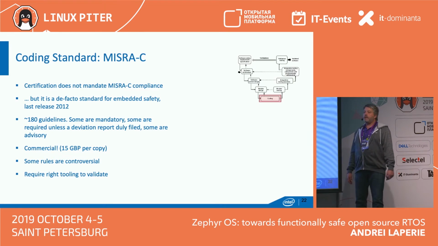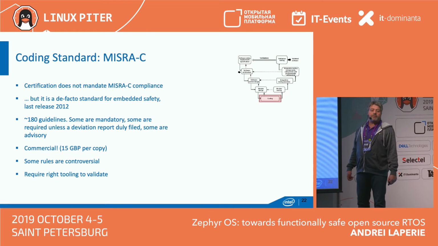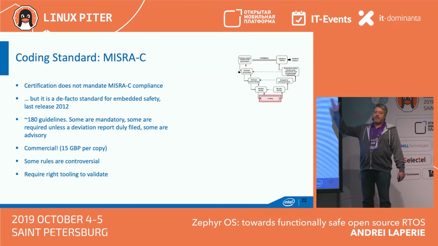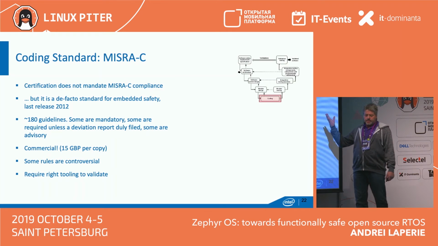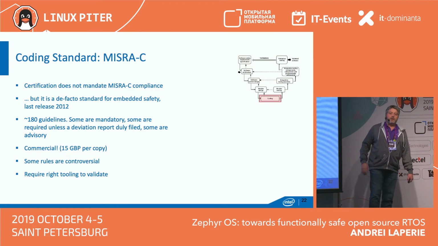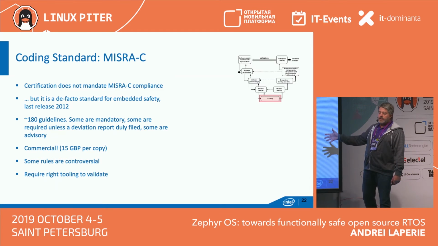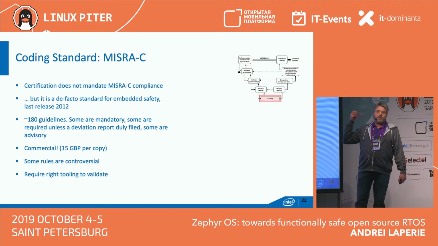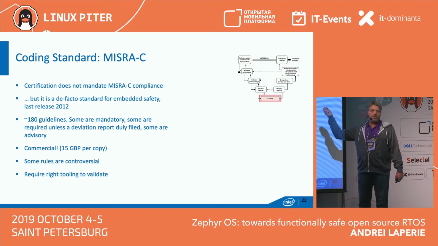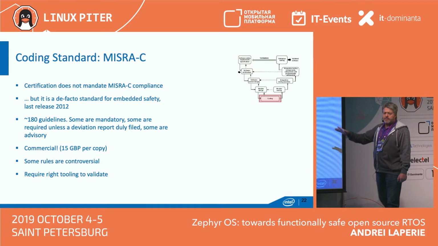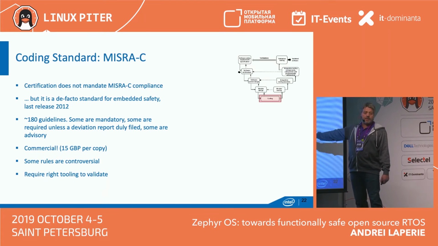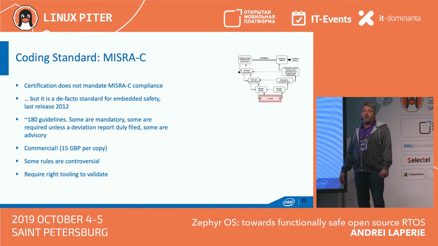The second implication related to coding is the coding standard. The 61508 standard doesn't tell us what that is, but it is MISRA, the Motor Industry Software Reliability Association. It was set up by this association. They developed the standard of coding. De facto, it's considered to be the standard for functionally safe coding, and it's necessary to correspond to this standard. There are about 180 different guidelines. Some are mandatory, some are required unless a deviation report is duly filed, some are advisory in nature.